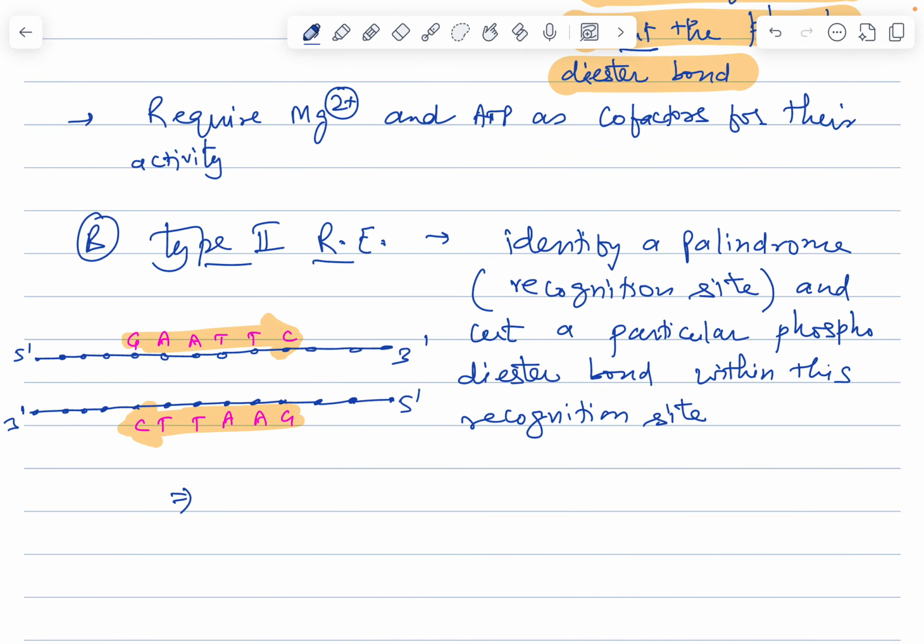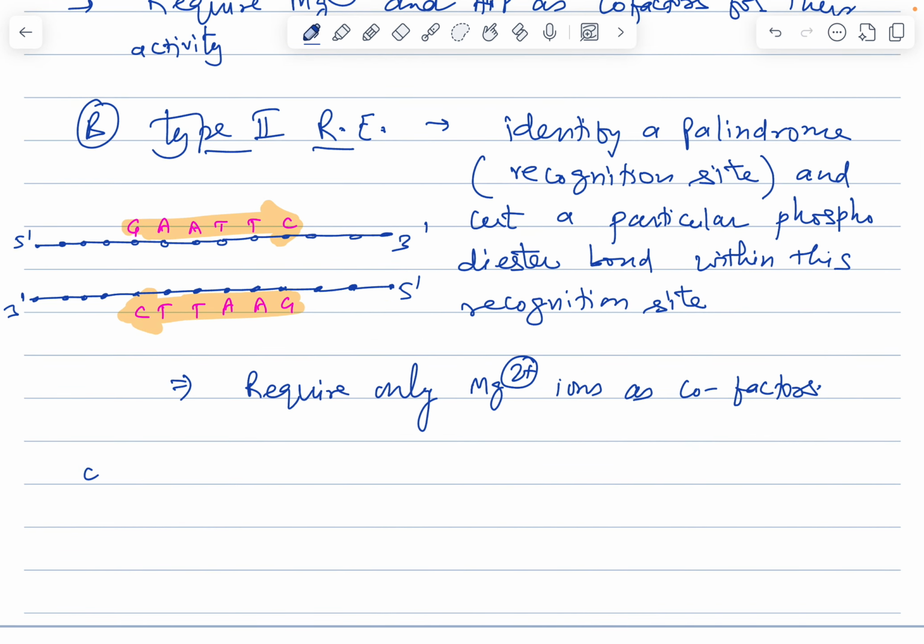Plus, the important thing about these enzymes, they require only magnesium ions as a cofactor. There is no requirement of ATP for the action of these enzymes. Require only magnesium ions as cofactors.